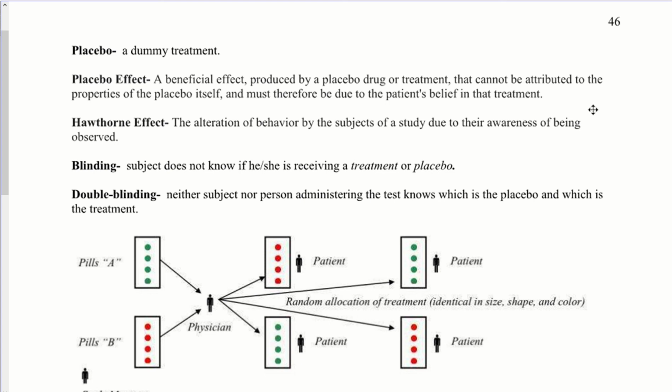All right. Now the Hawthorne effect, that's a fun one. This is more of a sociological component. So if you think of placebo effect as psychological, then Hawthorne effect is sociological, right? So I'll make a note of that. Alteration of behavior by the subjects of a study due to their awareness of being observed, right?